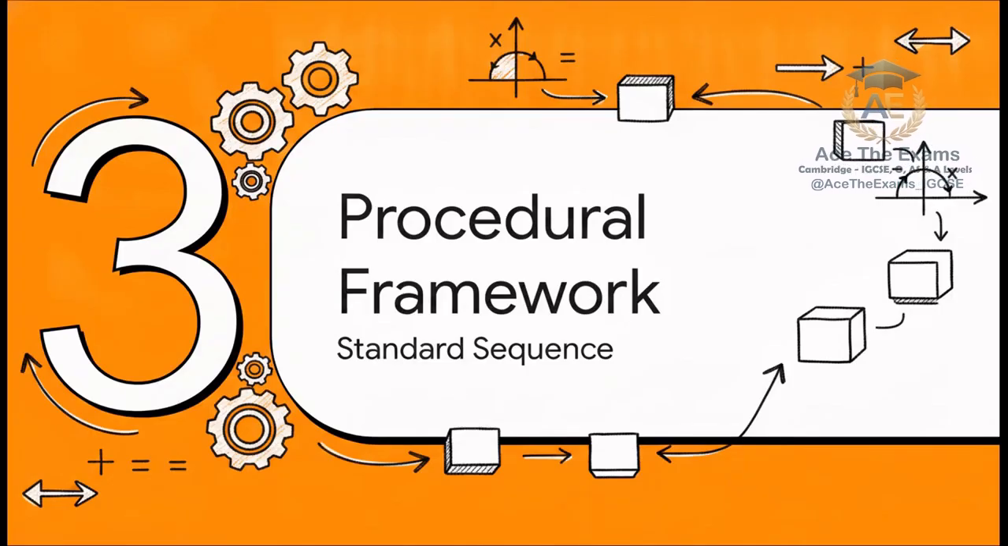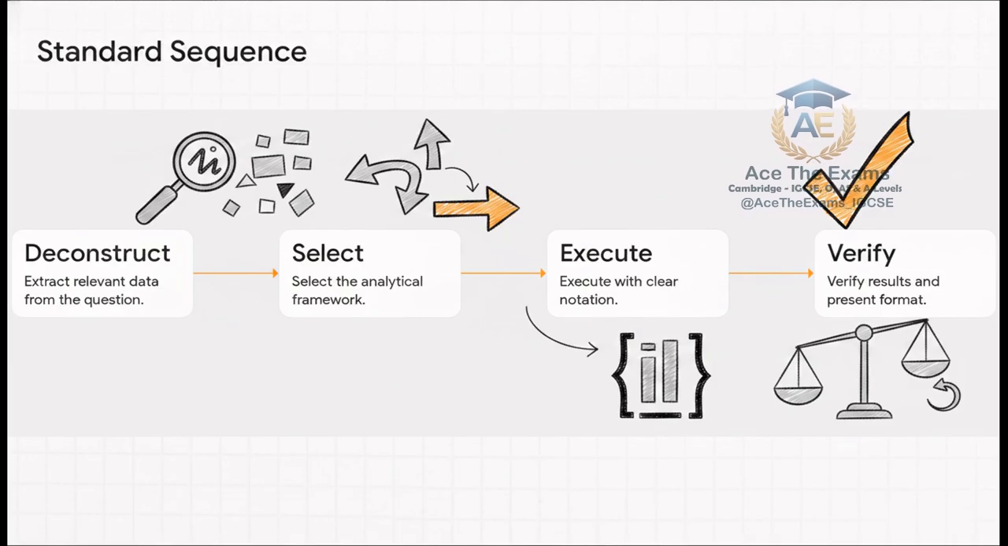All right, let's look at section 3, the systematic procedural framework. This is the standard sequence that top candidates use. Top scoring candidates don't just guess their way through an exam paper, right? They don't just hope for the best. They use a highly standardized 4-step blueprint.